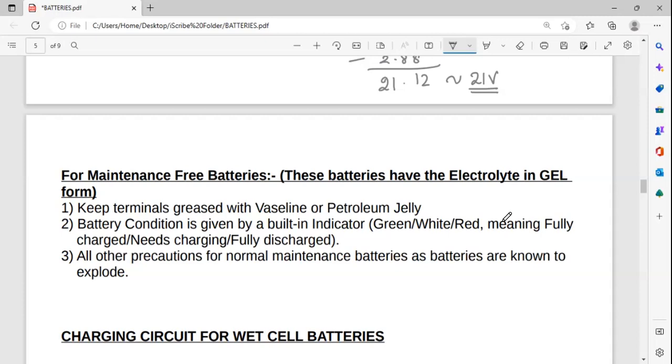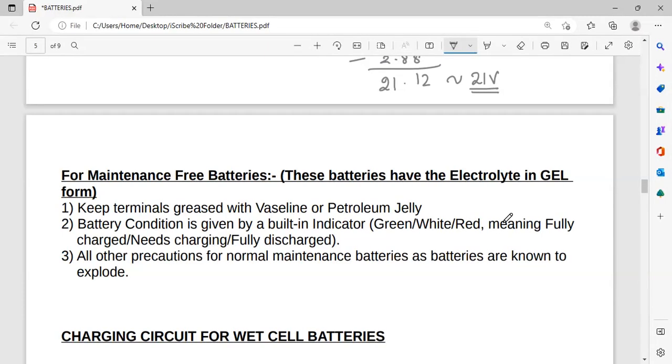Okay. So number one, for these batteries, once again, you have terminals. Those terminals have to be properly fixed, tightened, and you will be using again the Vaseline or petroleum jelly for those particular terminals.